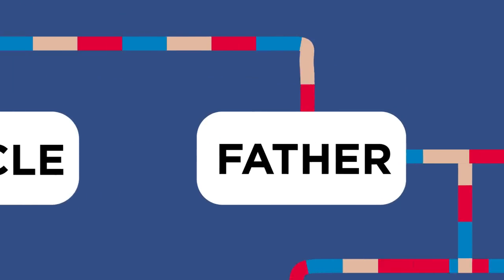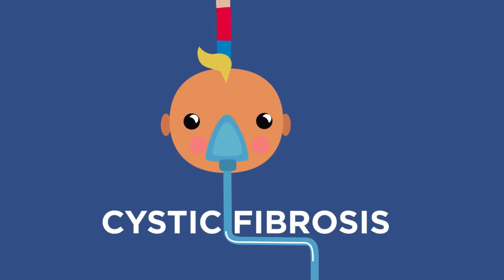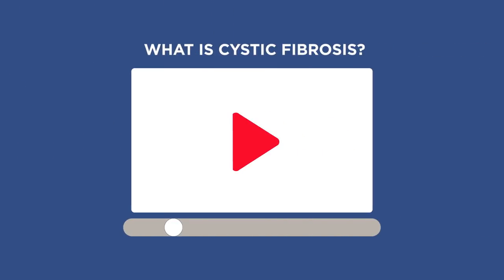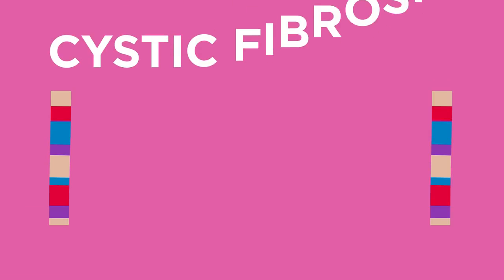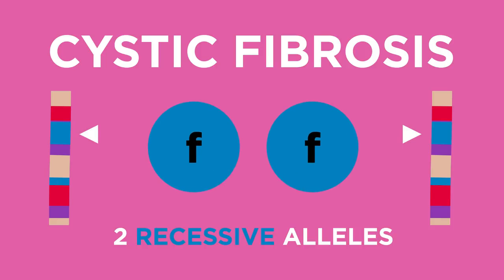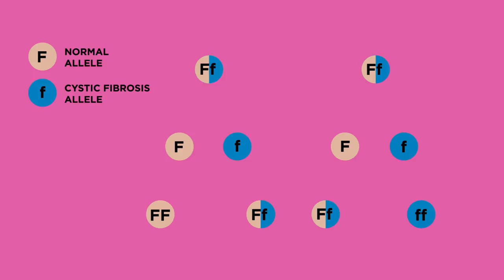Another example of an inherited disorder is cystic fibrosis. If you want to discover more about cystic fibrosis and how it affects the body, then watch this video. Cystic fibrosis is inherited in a different way to polydactyly. Take a look at this genetic diagram and see if you can figure out how it is different.